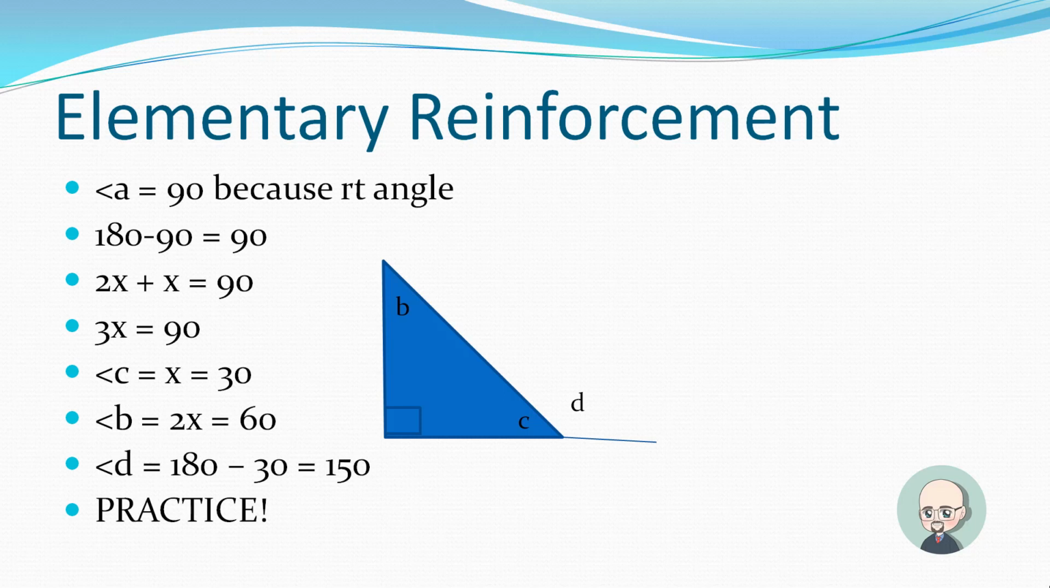Now we have what angle A, B, and C are. Angle A was 90, angle B was 60, angle C was 30. Angle D, remember how we figured that out? 180 minus what's angle C? 30. 180 minus 30 equals 150.